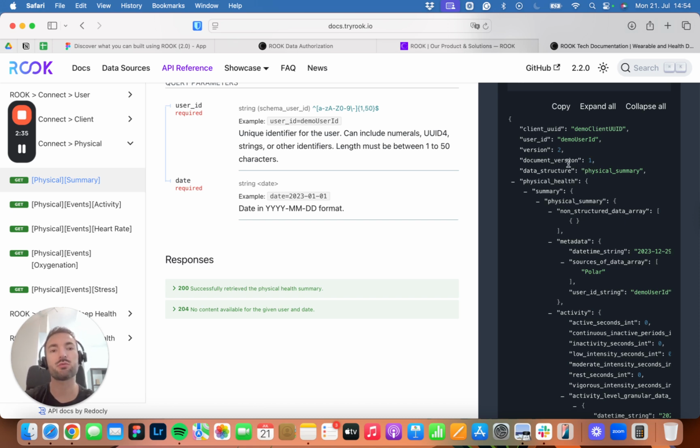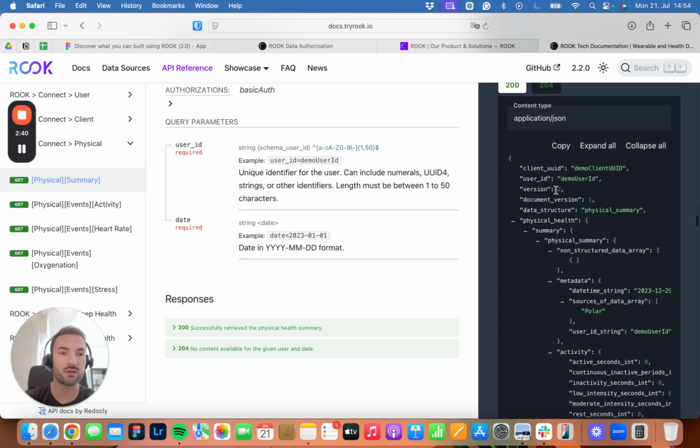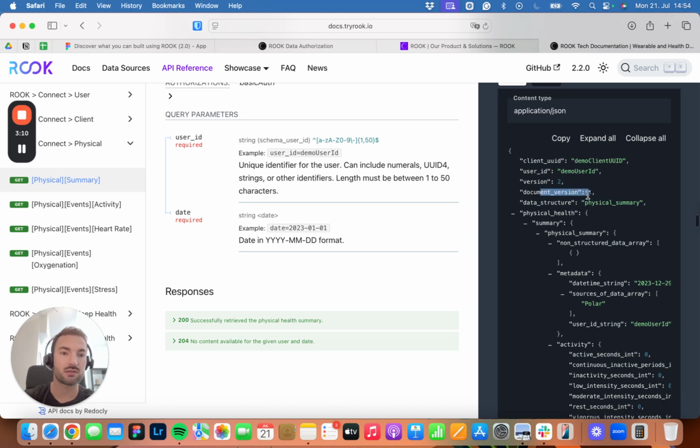You will see that sometimes we get a document version 2 or 3, which is an updated version of, in this example, a physical summary for this user ID at this day we're looking at. So that's where the date time string comes into play. That is important because this means there is a more updated, more recent version for the same user for the same day. So it's always important to take the highest document version to have the most updated information for the user for that particular day and for that particular kind of data point or data points that we're looking at. So document version, yes, is an important one.